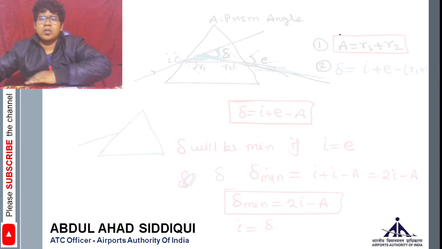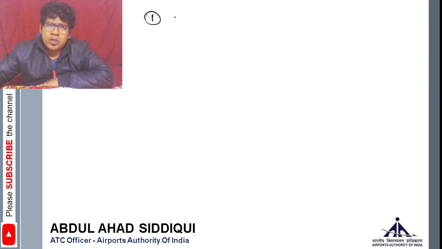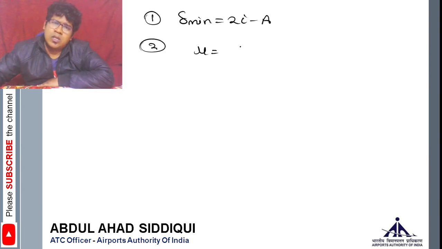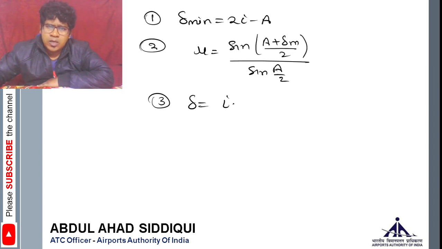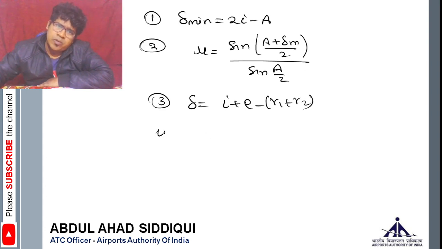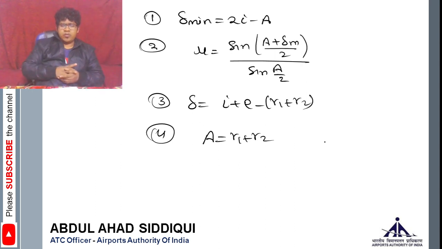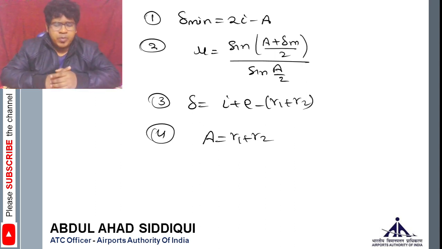So what we got? We got a few formulas: delta minimum is equal to 2I minus A; the refractive index of the prism is equal to sine of (A plus delta minimum) by 2 upon sine A by 2. Third formula, delta is equal to I plus E minus R1 plus R2. Fourth, A is equal to R1 plus R2. So these are the basic things about the prism, right?